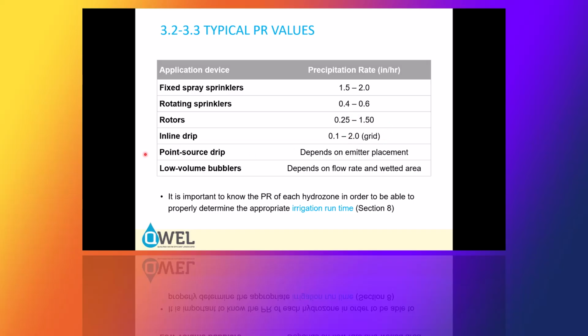Point source drip, it depends upon the emitter placement. Low flow bubblers, it depends upon the flow rate and the wetted area. It's important to know the precipitation rate of each hydrozone in order to be able to properly determine the irrigation runtime and to program your controllers based upon that.